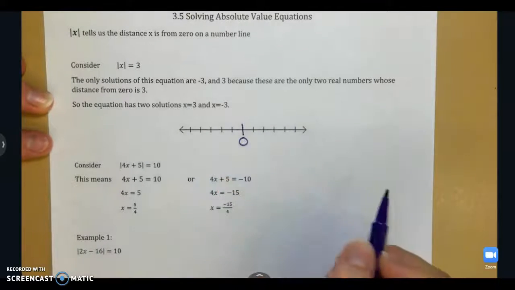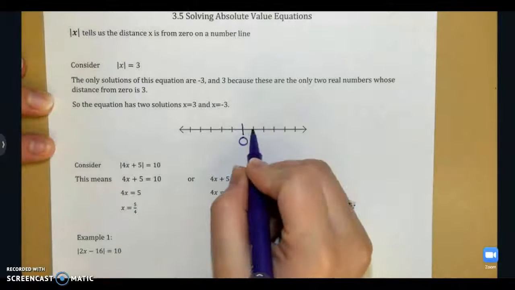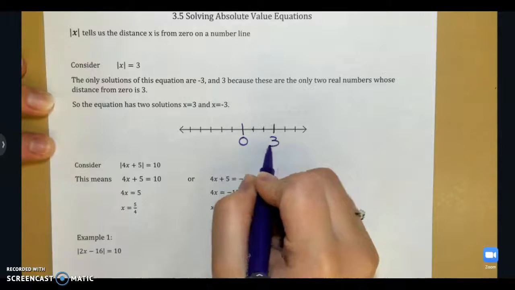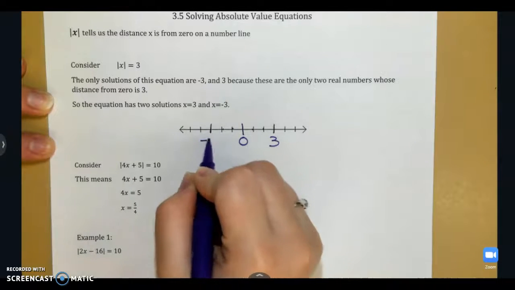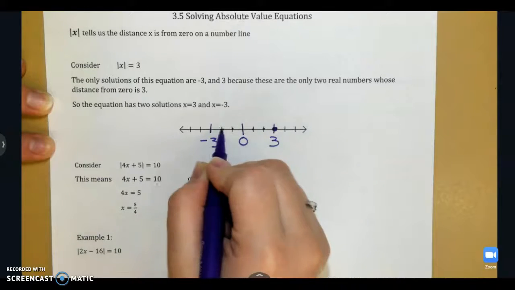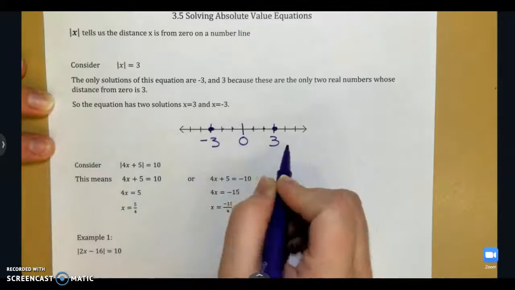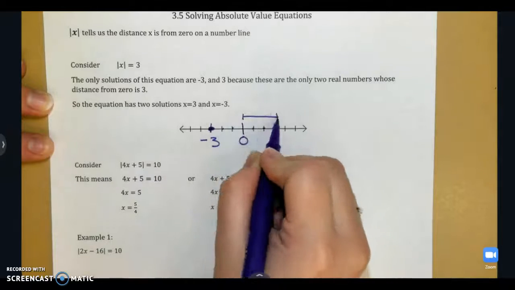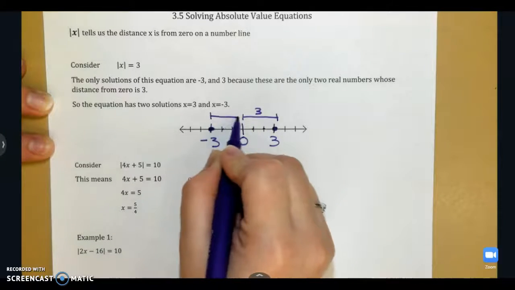So if this is my number line and this is 0, there are 2 numbers that are 3 away from 0. And that would be 3, 1, 2, 3, and -3, 1, 2, 3. Both of these numbers are a distance of 3 away from 0 on our number line.